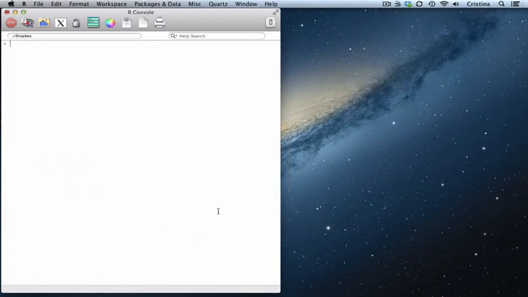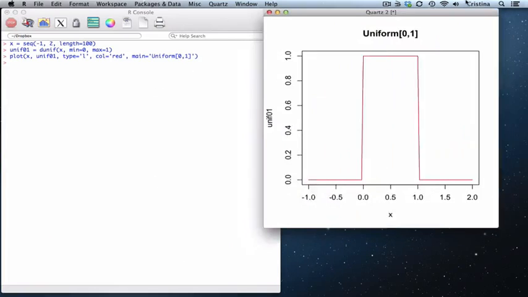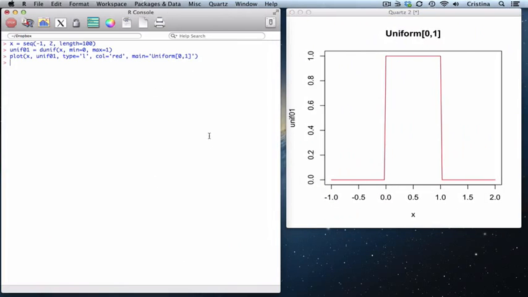For an example on continuous distributions, we can look at the uniform and normal. For the uniform 0-1 distribution, let's start with a sequence of numbers from -1 to 2, a sequence of length 100 to have a lot of points available. Then with the dunif command, which stands for distribution uniform, we can obtain the distribution function at each x value and plot these to see that the uniform 0-1 takes on the value 1 whenever x is between 0 and 1, and 0 everywhere else.